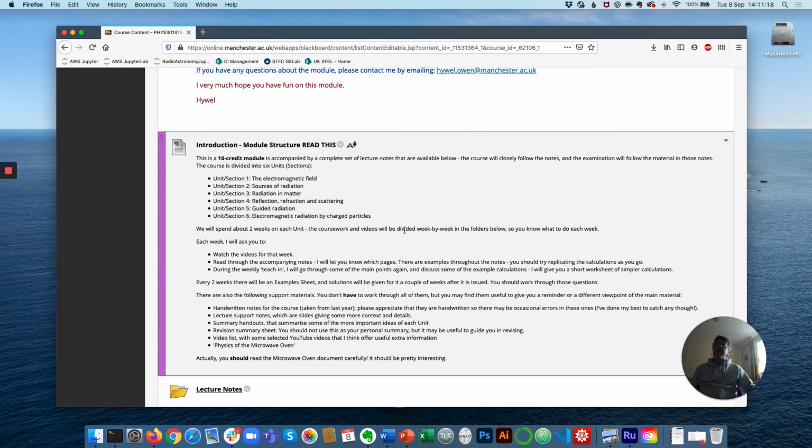It is accompanied by a complete set of lecture notes, and it is divided into 6 units or sections, which are reflected in the sections of the typed-up notes. These include the electromagnetic field, sources of radiation, radiation in matter, reflection, refraction and scattering, guided radiation, and electromagnetic radiation by charged particles, and the material will become progressively more challenging as we go through the course.